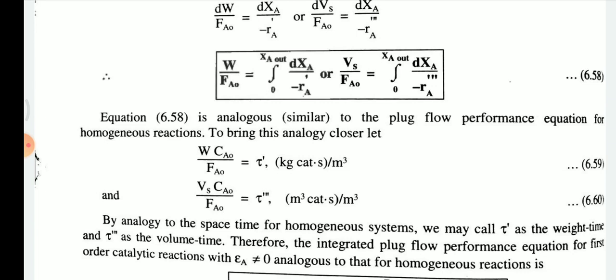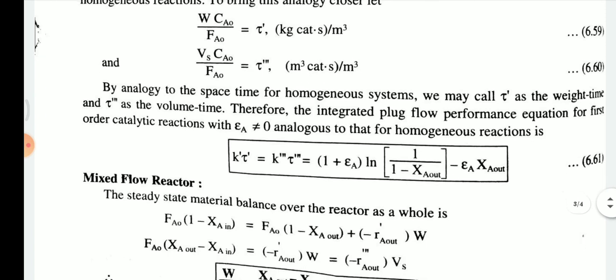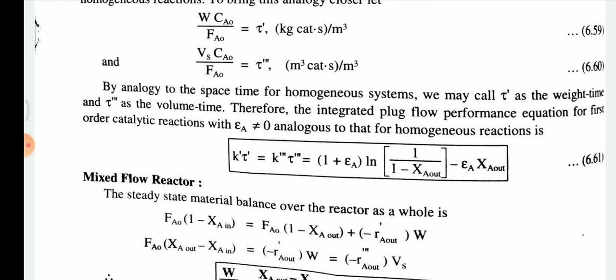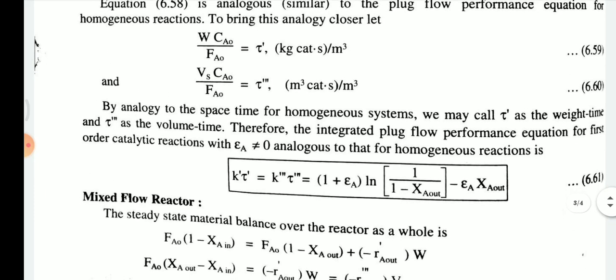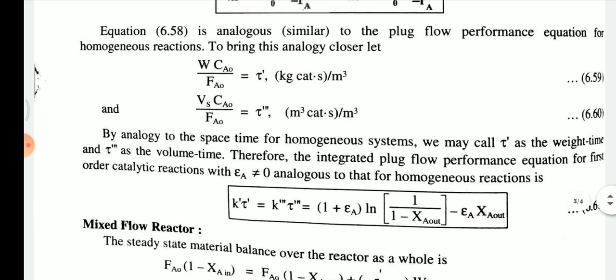So to bring this analogy closer, it will be that WCa0 by Fa0 is the tau dash, and VsCa0 by Fa0 will be tau double dash. So by analogy of the space time for the homogeneous system, we may call tau dash the wait time and tau double dash the volume time. Okay, space time is for the homogeneous systems, and tau dash is the wait time, and tau double dash is the volume time.